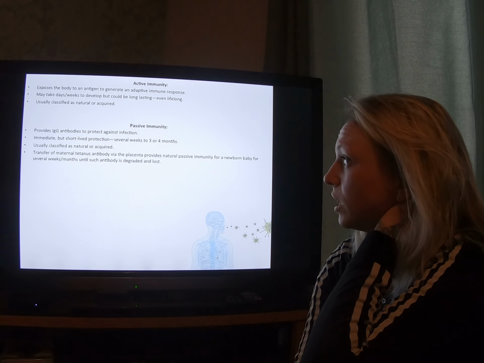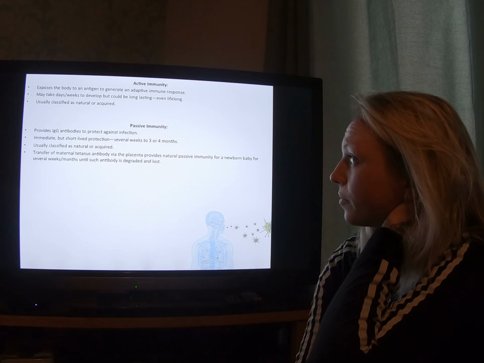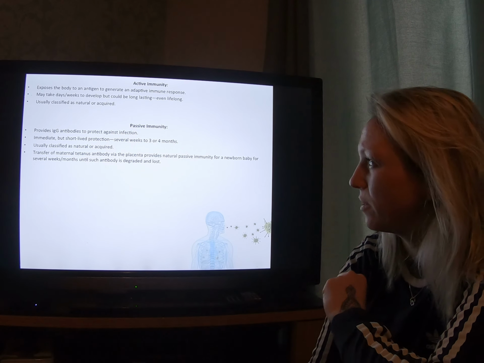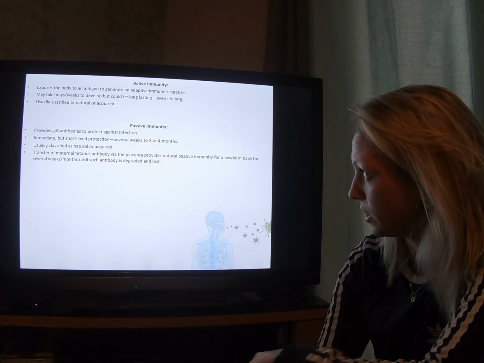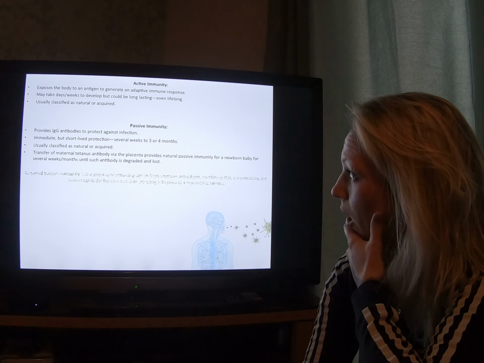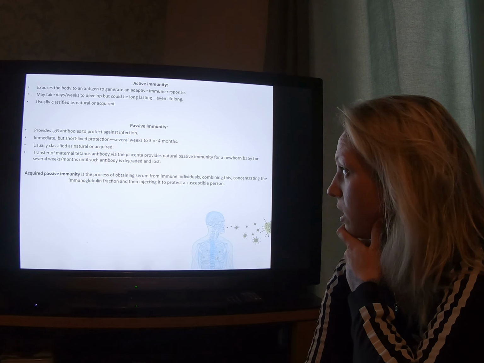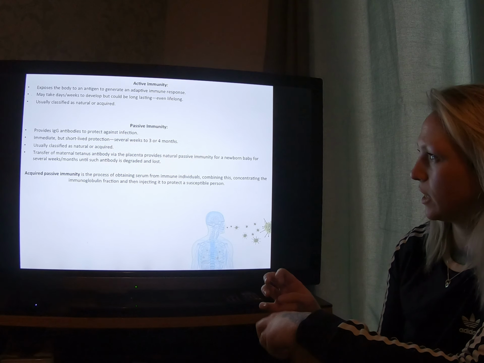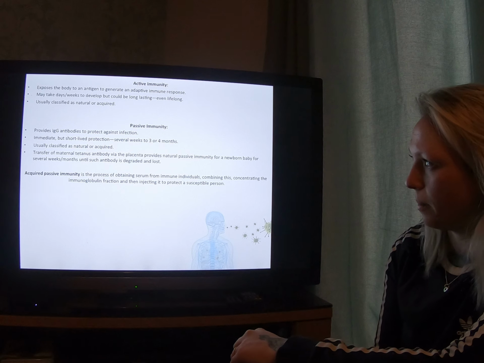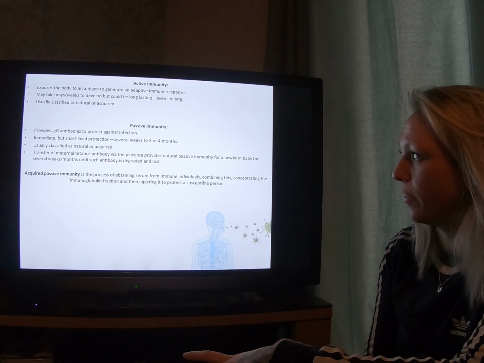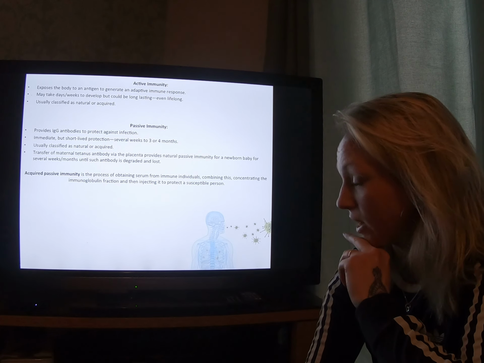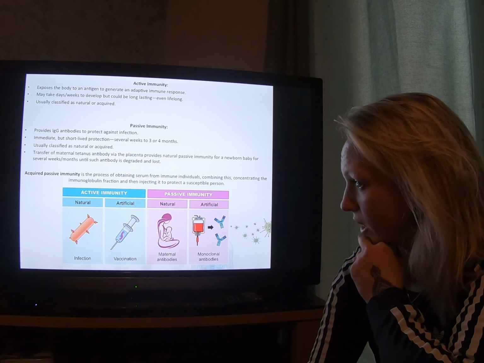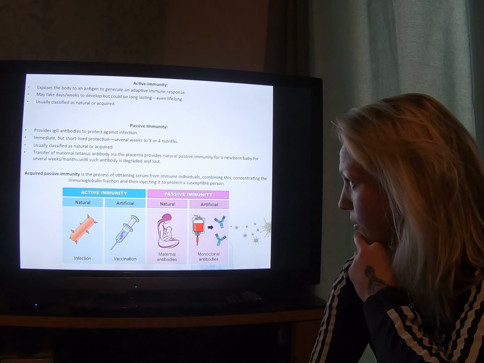Transfer of maternal tetanus antibody via the placenta provides natural passive immunity for a newborn baby for several weeks or months, until the antibody is degraded and lost. Acquired passive immunity is a process of obtaining serum from immune individuals, concentrating the immunoglobulin fraction, and then injecting it to protect a susceptible person. As we can see from the diagram, you've got an example of active and passive immunity.